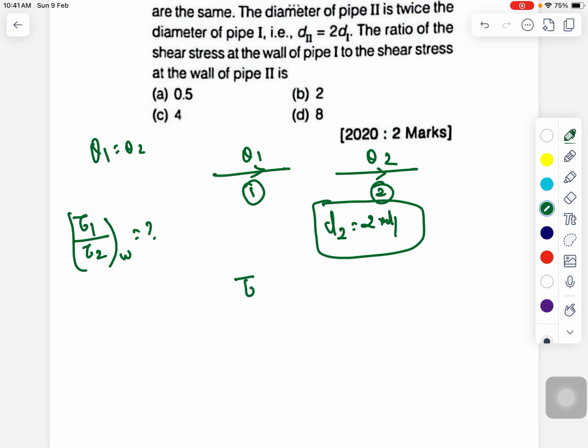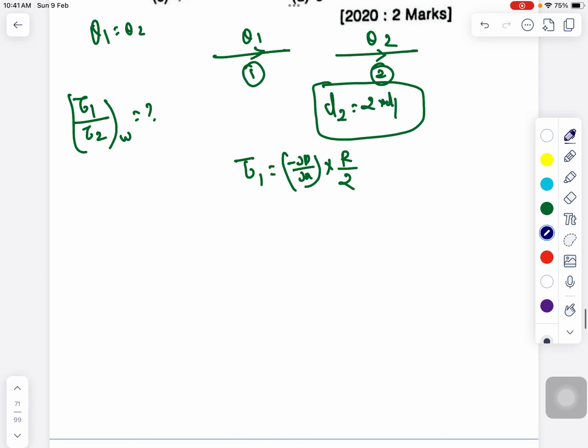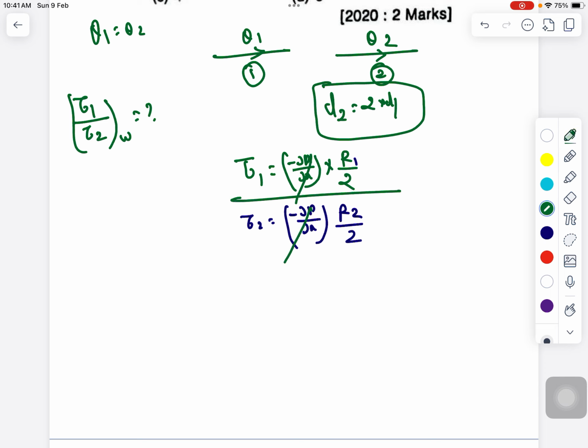So when I write tau 1, tau will be equal to minus, obviously, del p by del x, and length is the same, and capital R by 2, since we are calculating at the wall of the pipe, right? So I can write R1 by 2, and tau 2 will be equal to minus del p by del x into R2 by 2. So here you can see that pressure drop will be the same, so this will get cancelled out.